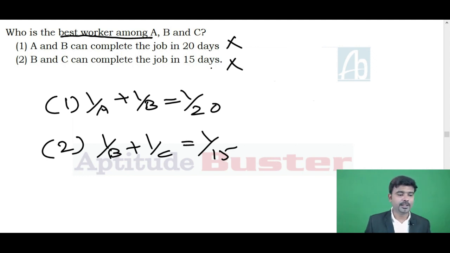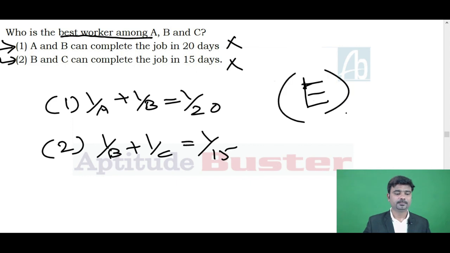Okay, now combine these two statements. Even if you combine these two statements, you won't find who is the best worker among A, B, C. The reason is you need one more piece of information to find out who is the best worker. So the answer for this question is answer choice E.